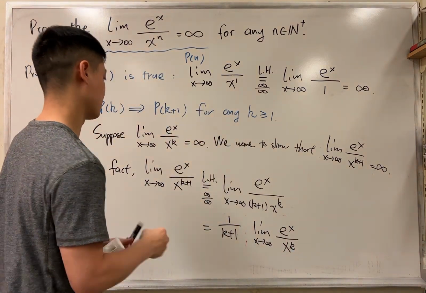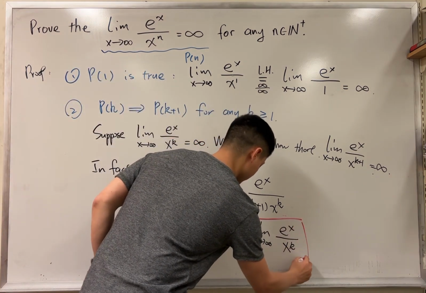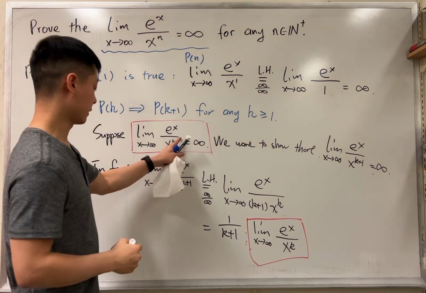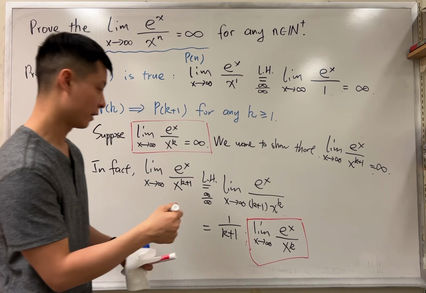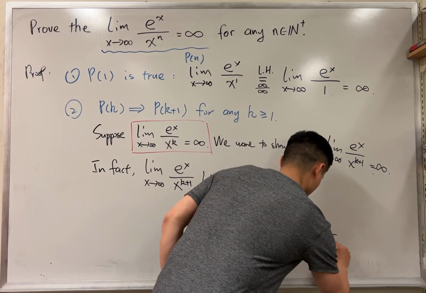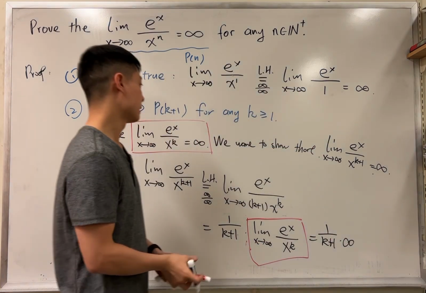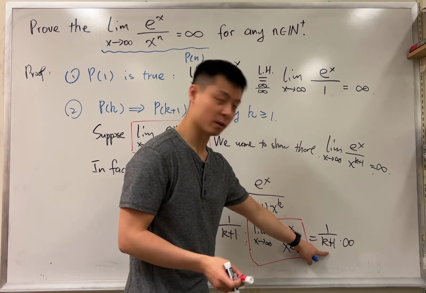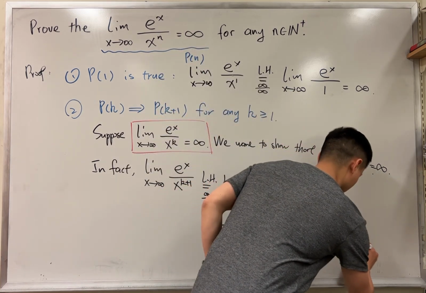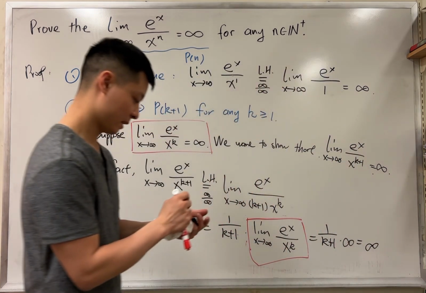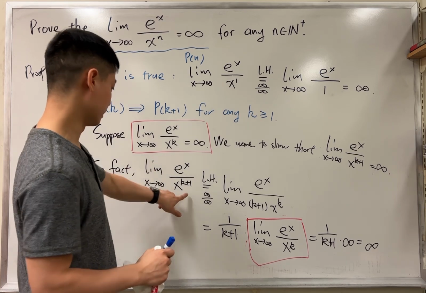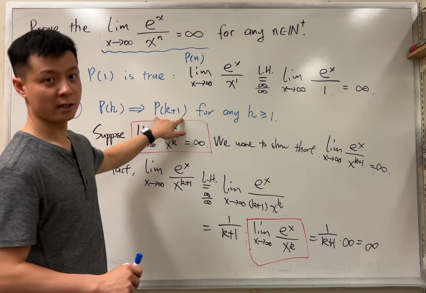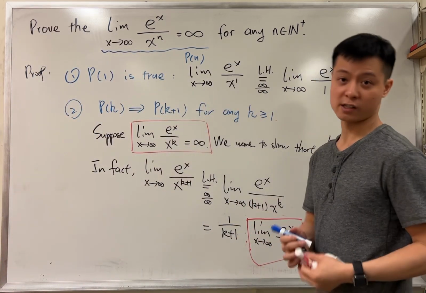But in the inductive hypothesis, we already know that this limit is infinity. So by using the inductive hypothesis, we can simply replace this expression with infinity, and we come to 1 over k plus 1 multiplied by infinity. Because k is assumed to be an integer greater than 0, k plus 1 will not affect the sign of this infinity, so the final answer is infinity. Now we have successfully proved that this limit is infinity, which is exactly the statement P of k plus 1. So the second step is finished.